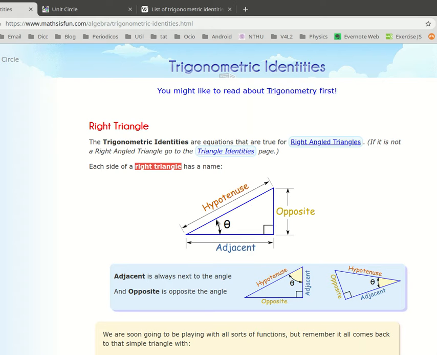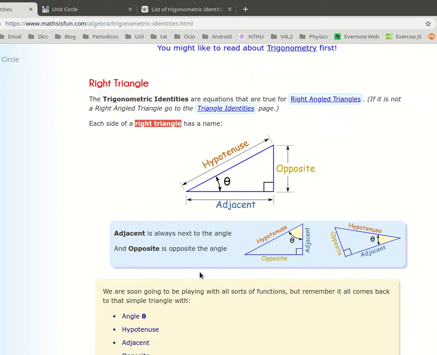Then we always define one angle, like this, theta, and once we have this angle, we can define one side as the opposite side, and then we have the adjacent side. If this angle is this one, then this is going to be the opposite side, and this is going to be the adjacent side.